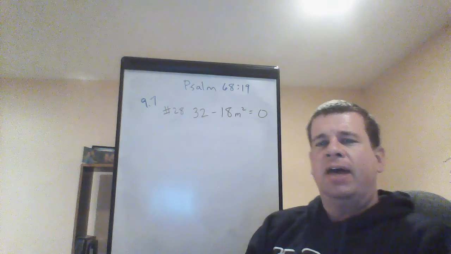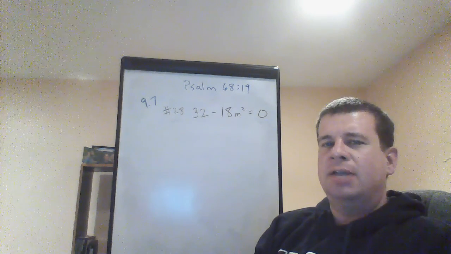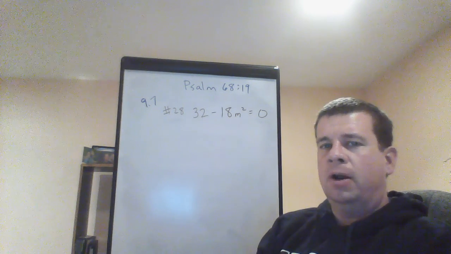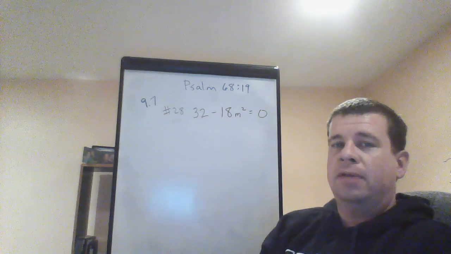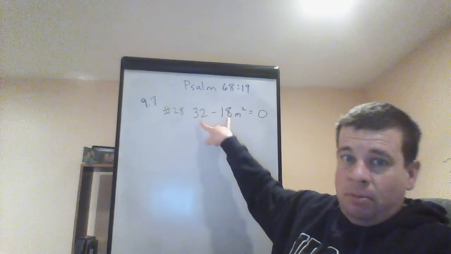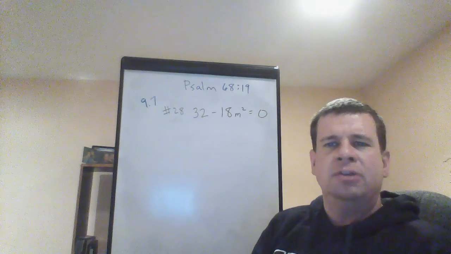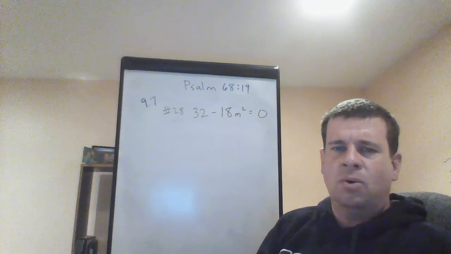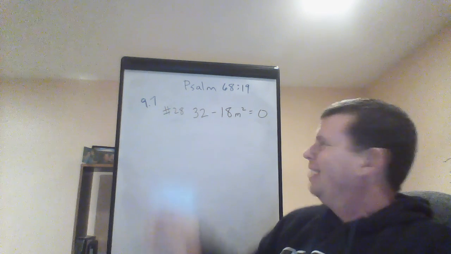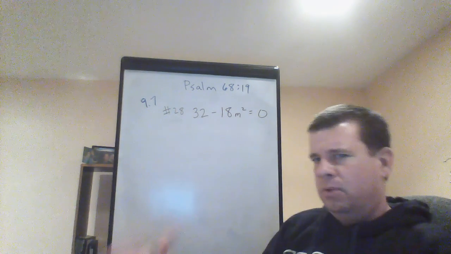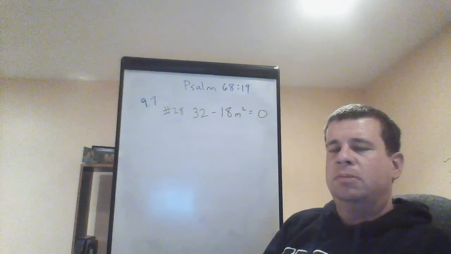So I see I've got an equation to solve. 32 minus 18m squared equals 0. It's already set equal to 0, so I don't have to worry about that. It is a subtraction problem involving two terms. That has me thinking about the difference of two squares. But I look, and 32 is not a perfect square. So something else is going on here. Something else needs to be done.